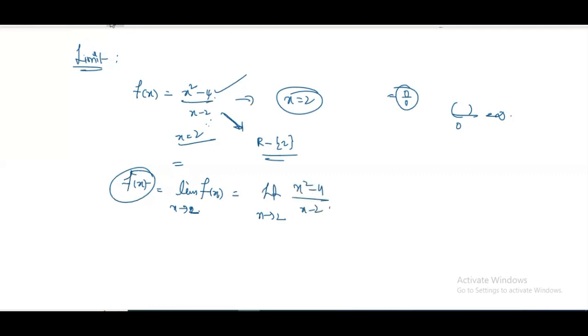So at 2 we cannot do anything, because it is an indeterminate form. So when x approaches 2 from maybe the left side or from maybe the right side, it's not exactly at 2. So we are finding the value of f of x when x almost approaches 2. So how can we simplify this?